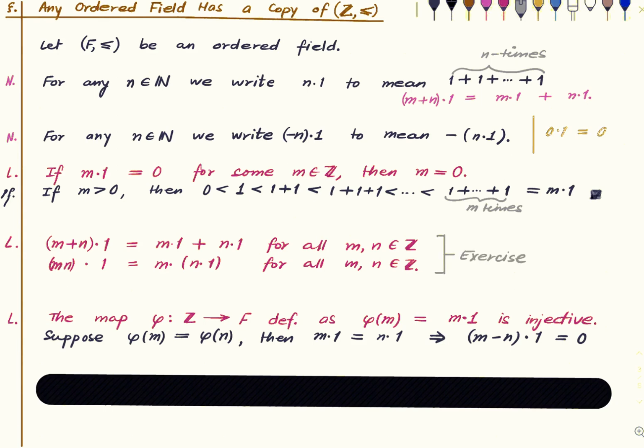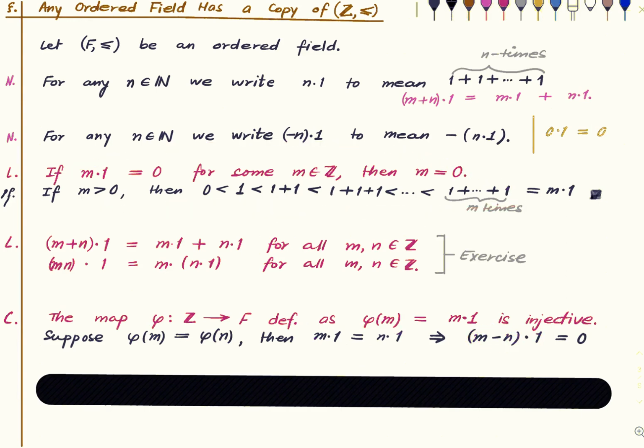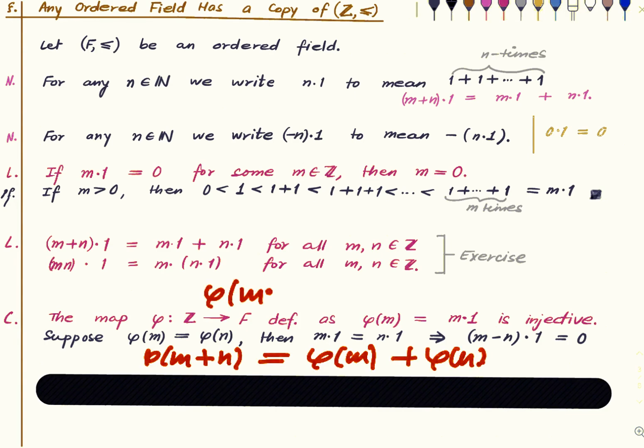All right, and now we have this corollary about injectivity. So if m and n had the same image under phi, then we would have this, and hence we would have that. But now use this one to deduce that m minus n must be 0 and hence m equals n, which shows injectivity. So there is a copy of Z inside F, and because of the previous lemma, it respects the addition. Phi of m plus n is equal to phi m plus phi n, and it also respects the multiplication. Phi of mn equals phi m times phi n.